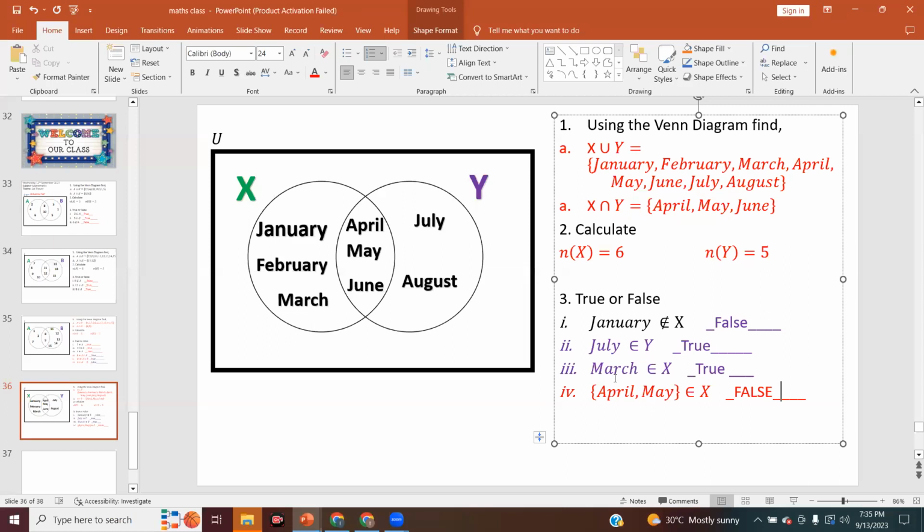It's false because I have the set of April and May. This is a whole set. That's a whole different set. That's not an X. Now, if I just have March, of course that's an X, right? That's one single element. Put them together, we don't have a subset containing March, April and May in X.